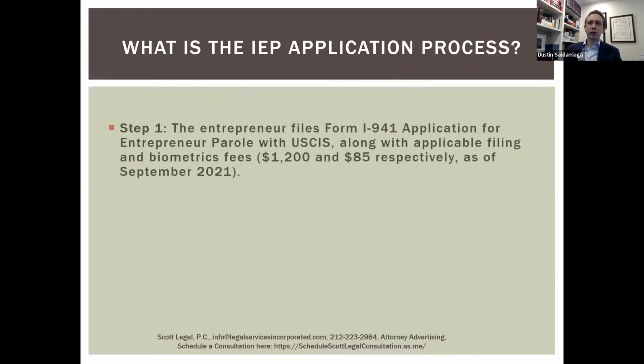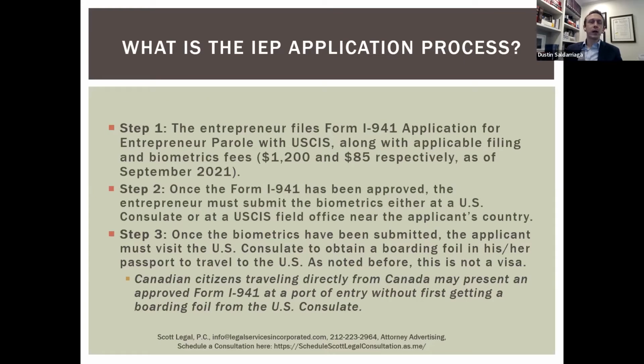So what is the application process for international entrepreneur parole? As I mentioned before, the entrepreneur would file what is called a form I-941, the application for entrepreneur parole, with U.S. Citizenship and Immigration Services, or USCIS. That application will be mailed to USCIS, which is located in the U.S. That form can be filed whether you are inside the U.S. or outside the U.S. There is a bit of confusion around that, but the I-941 can be filed from anywhere in the world. Some have the understanding that you cannot file this form from within the US.